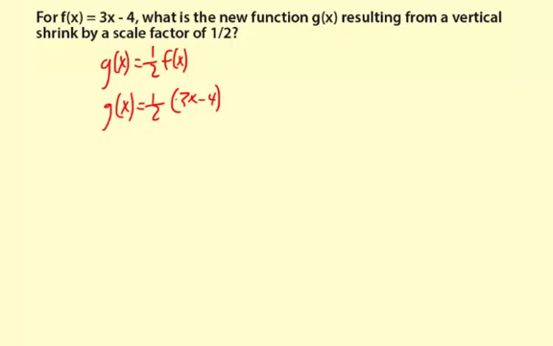And you could leave it like this, or you could distribute. I'll go ahead and distribute just so you can see what that looks like. So 1/2 times 3x is 3/2 x, and then 1/2 times negative 4 is negative 2. Okay, so the function could be written this way as well. And now we're going to graph them and compare.